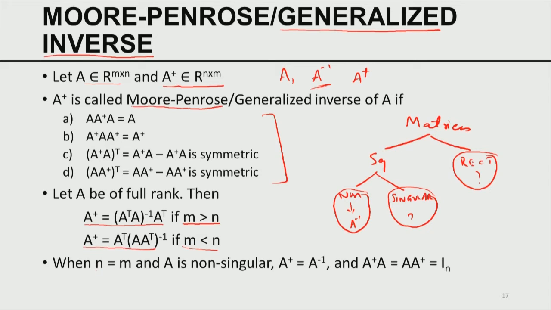I have already mentioned this, but it is worth repeating: when M is equal to N and A is non-singular, A plus becomes A inverse. In that case, A plus A becomes the identity matrix. So this is a very beautiful, mathematically consistent way of extending the notion of inverse of non-singular matrices to rectangular matrices. It can also be extended to singular matrices in much similar fashion, but for the case of singular matrices we do not have explicit formulas, while for rectangular matrices with full rank I have very specific formulas for generalized inverse.